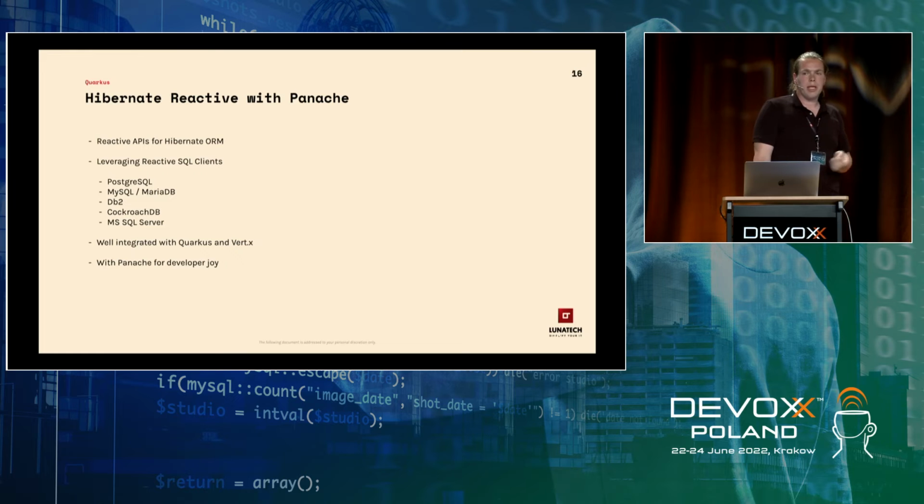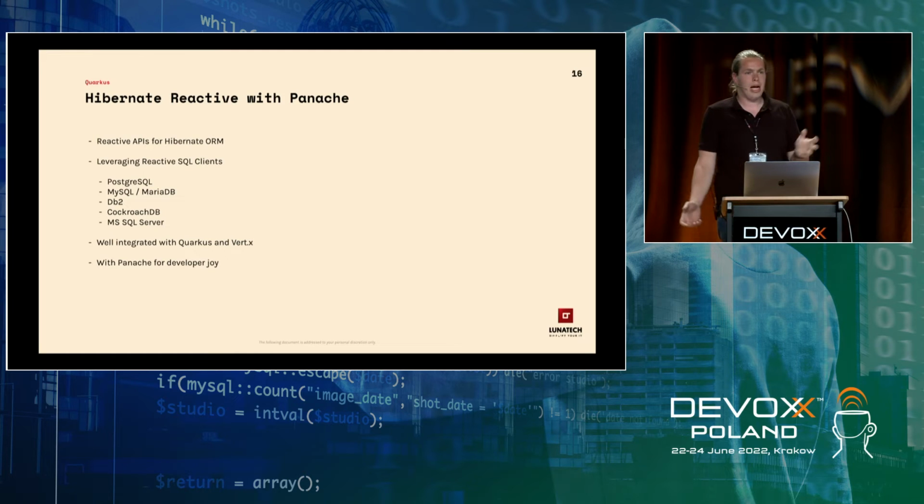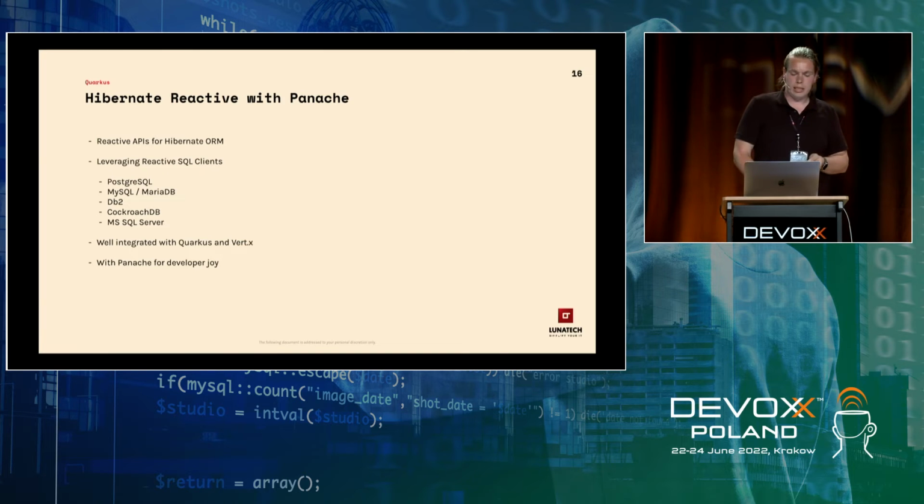And like I mentioned at the beginning when generating this project, we do this with Panache for developer joy. So with plain Hibernate, it can be quite cumbersome to write all your mappings and do everything. But the Quarkus extension with Panache provides some nice goodies to make it really easy. So I'll show that in a bit as well.